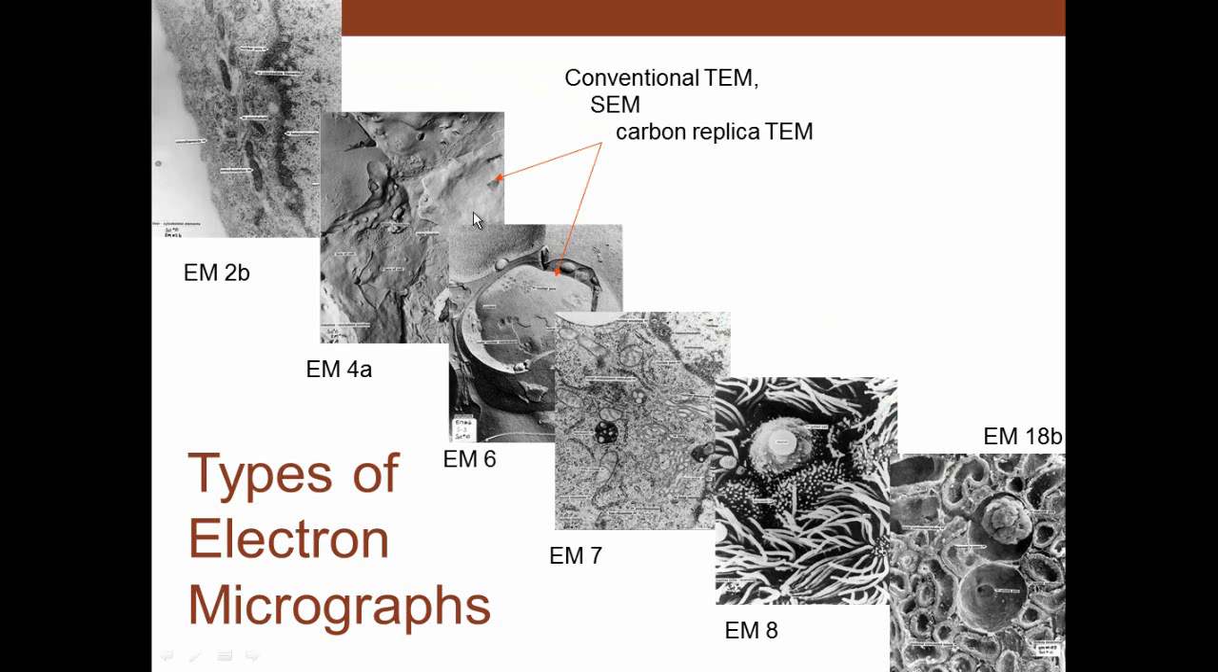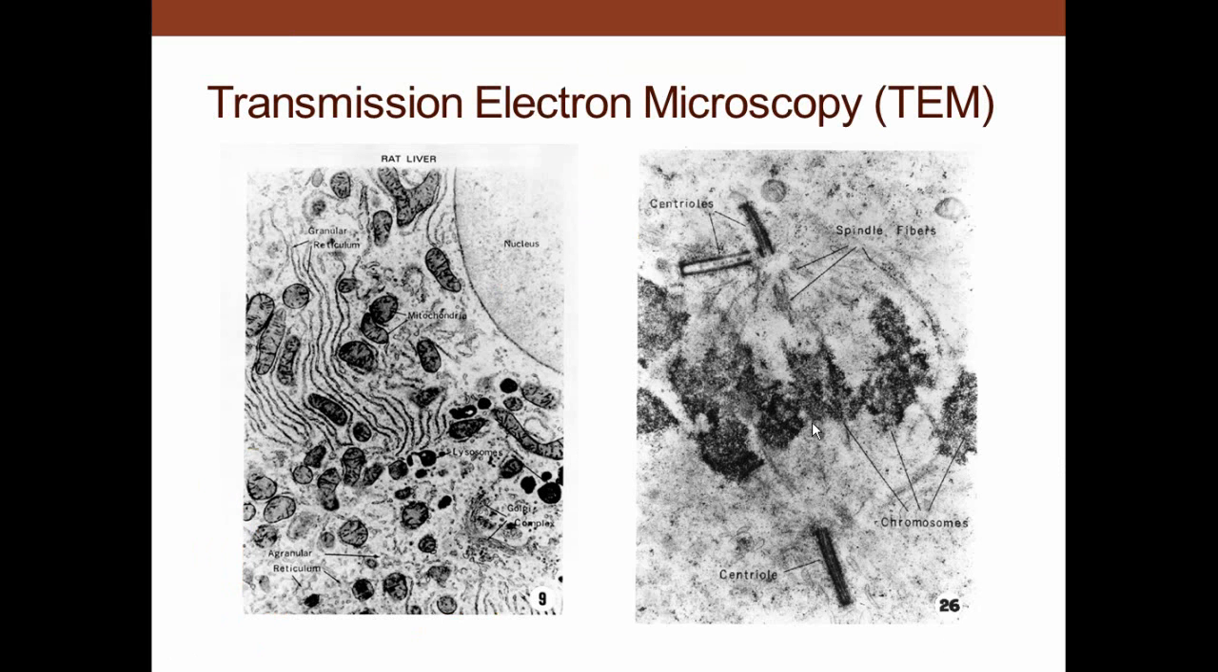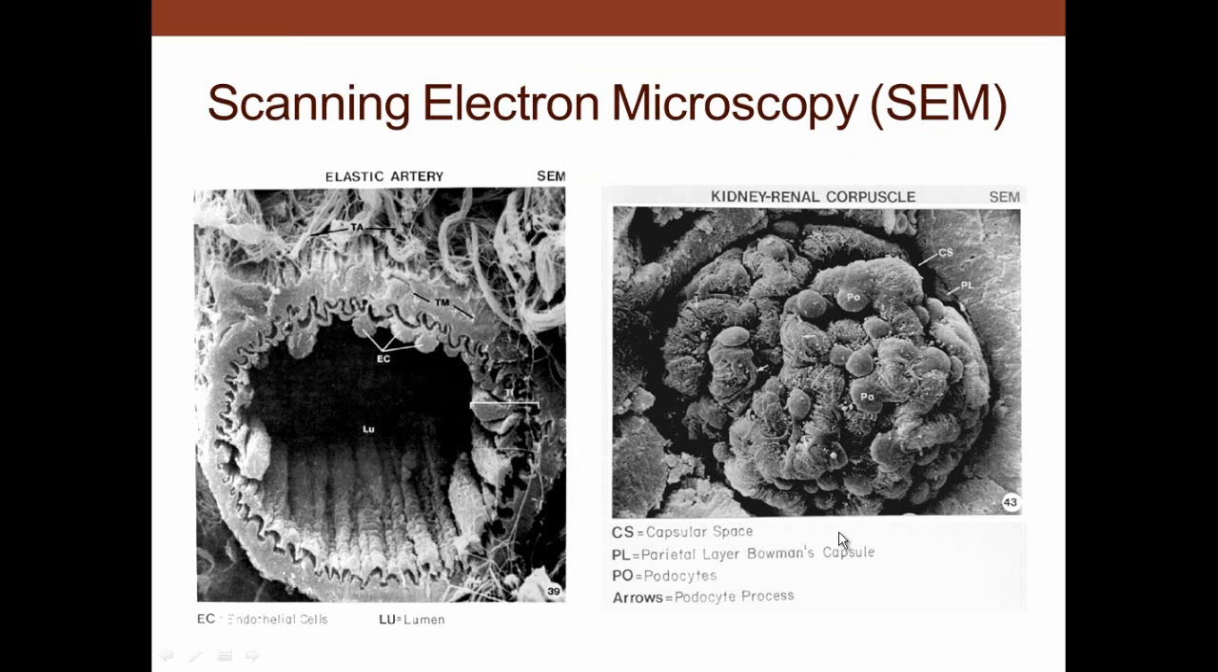So you're only looking at a replica of the specimen is what we see. So we have a conventional carbon replica scanning electron microscopy. And here we can see the typical conventional electron microscopy. This is a rough endoplasmic reticulum, mitochondria, nucleus, centrioles. You can see the microtubules associated with the chromosome pulling apart, centriole, some of the organelles you can see.